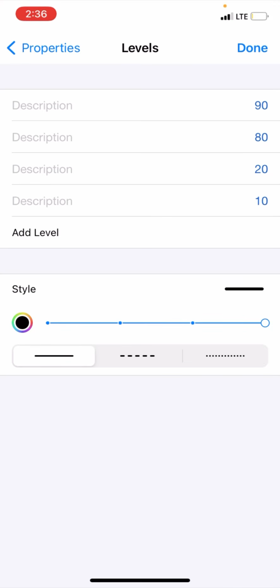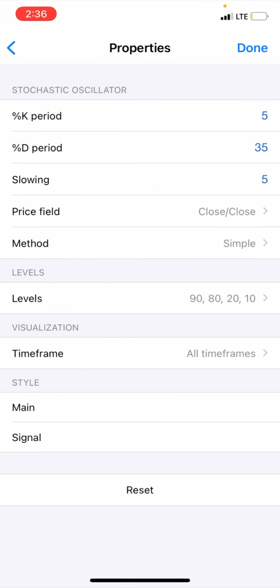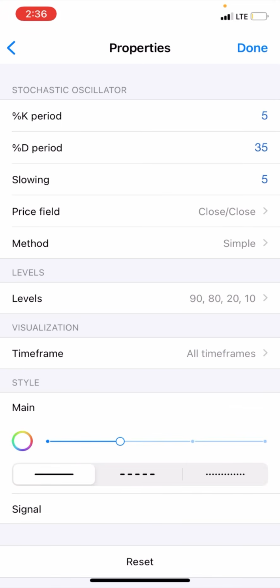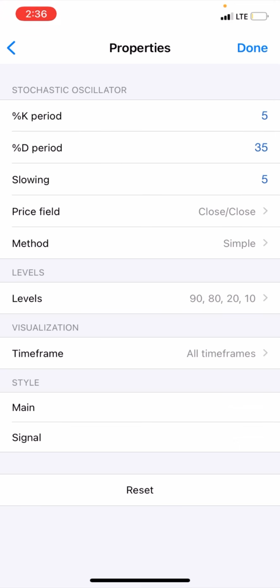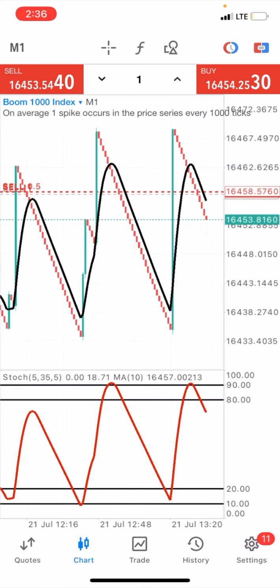And then for your style, you can choose black color if you're using the white background, and you can choose bright colors if you're using the dark background. All right, so make sure it is visible on your chart because you need to see those levels. Okay, so click done, and then for the visualization part, leave it at all time frames, and for your main style, please maintain the same color as the background of your chart. For both main and signal, maintain the same color as the background of your chart because you don't want to see anything else apart from the levels that the stochastic oscillator will give you. And then click done when you're done with that, and we are good to go.